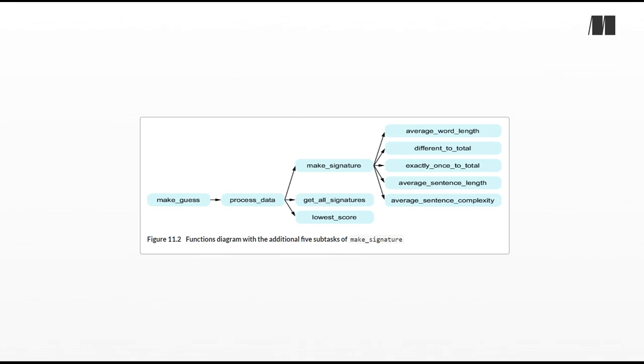We have an updated diagram with function names for each of these 5 new functions that will help us implement make signature in figure 11.2. Do we need to further break down these problems, or are they okay as is? Let's see. Figure 11.2. Functions diagram with the additional 5 subtasks of make signature.